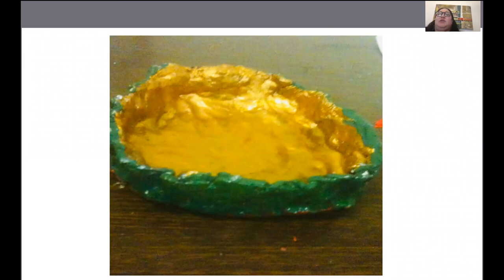And this happened over time. This wasn't just, oh, we made a clay bowl. This was over a few months of just destroying. And through that process, they were able to express a lot of their own feelings. And we talked a lot about their own emotional experiences.